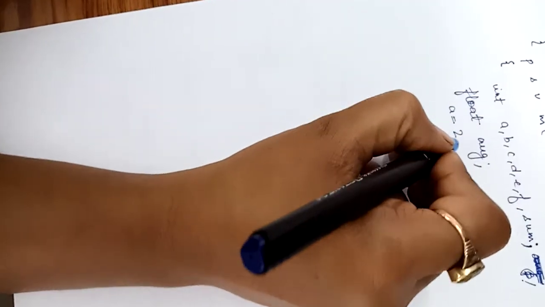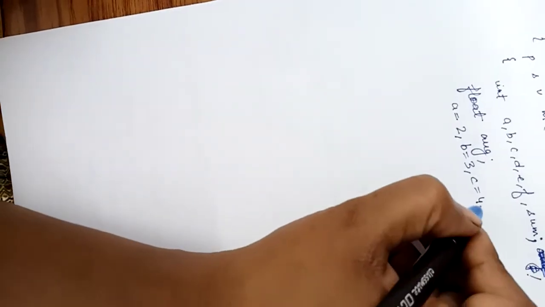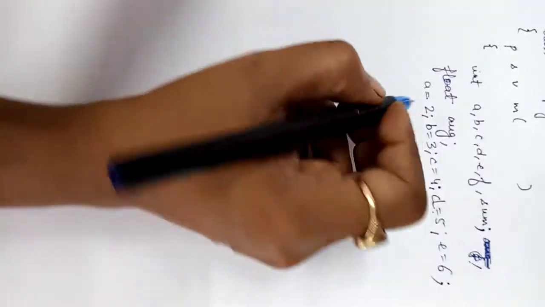Now we need to initialize the numbers, then only we can calculate the sum or average of those numbers. So A equals 2, suppose B equals 3, C equals 4, D equals 5, E equals 6. These 6 statements I have written separated by semicolons. These are 6 separate statements, and the assignment operator I have used for initialization.